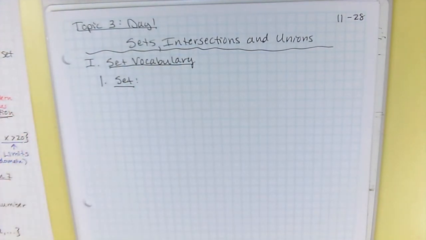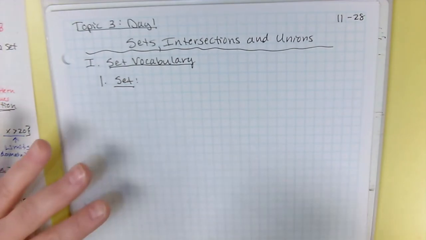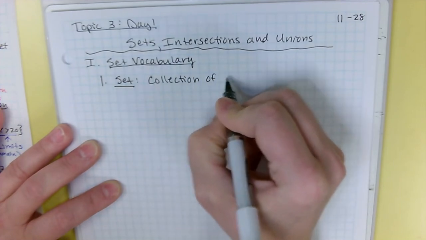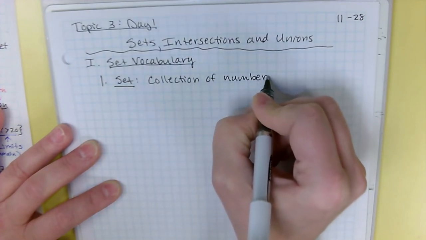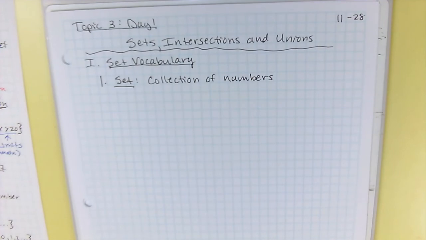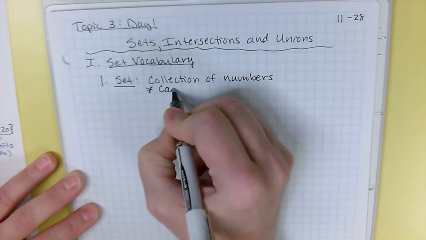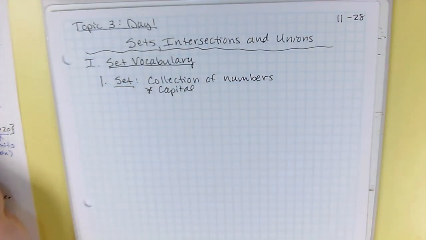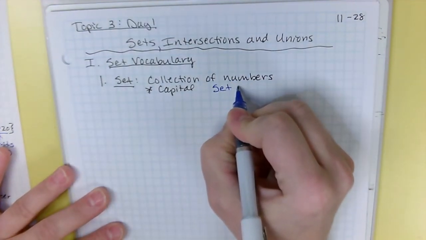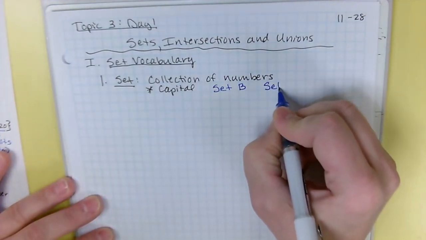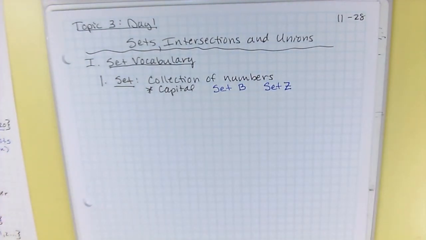And a math set is a lot like what you would think of just with English. A set is just a collection of numbers. That's a set. So when you label a set, you use a capital letter as part of the label. So, for example, if you wanted to say set B, you would use a capital B, or set Z, capital Z. So that's how you name a set.